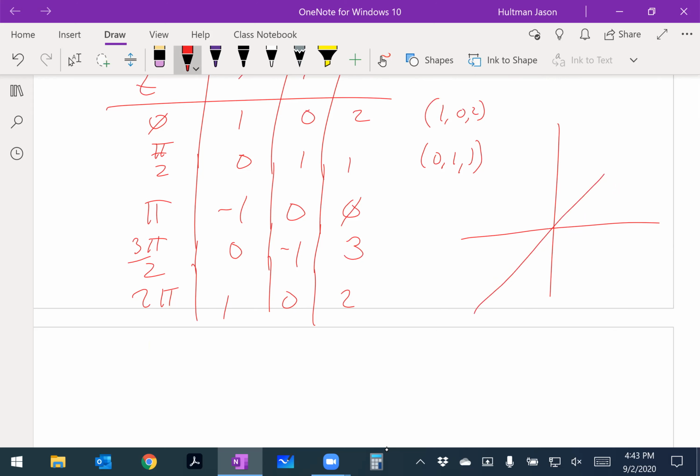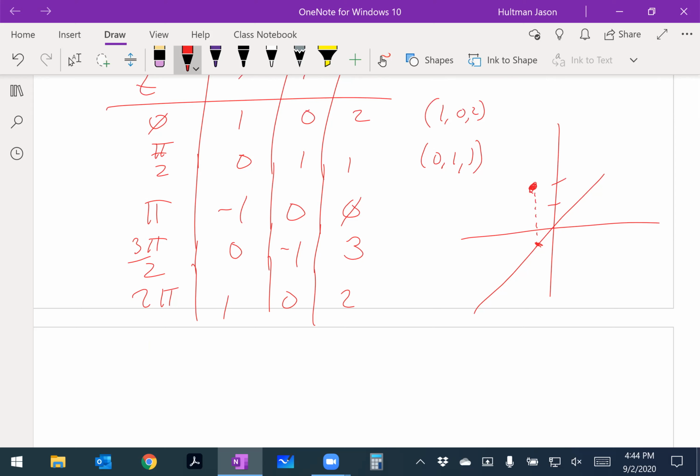It's really hard to draw through the center. Okay, in 3 space, what would this look like? We're at 1, 0, 2. So we're over 1 in the x direction, out 0 in the y direction, then up 2 in the z direction. So we're right here. Does that make sense?